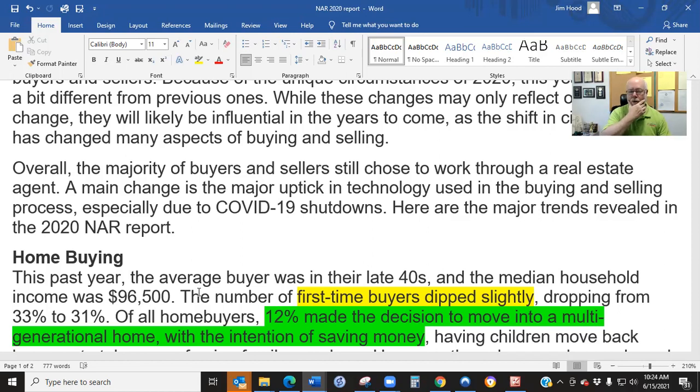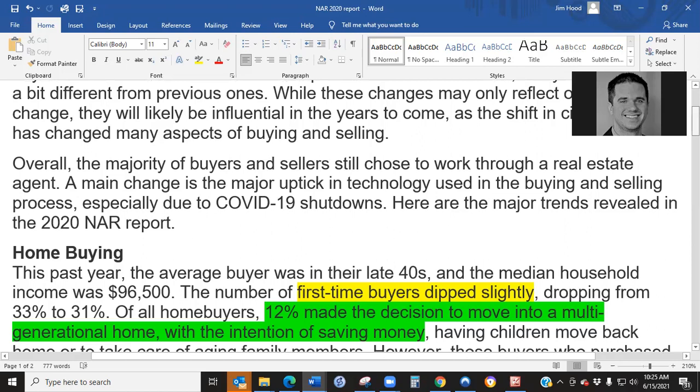12% made the decision to move into a multi-generational home with the intention of saving money. We're going to come back to this with home sellers as well, and it's going to be more or less the big aha for the entire report. Multi-generational homes have become more in vogue, and here it's saying that it was with the intent of saving money. Families getting together. You see this in other cultures, like in China, where you'll see 3-4 generations living in a 3-bedroom apartment.